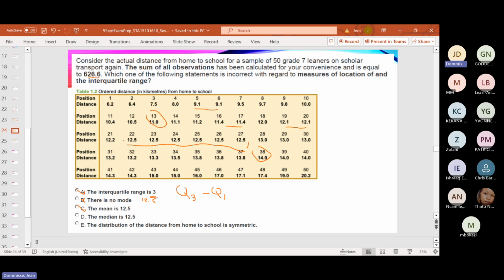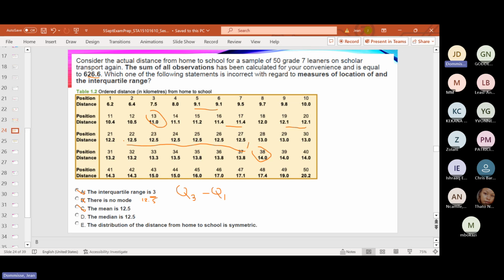So again, for this one, they would not give that number, because they will not expect you, if you need to work out the median or the mean, to go and add all of these numbers.